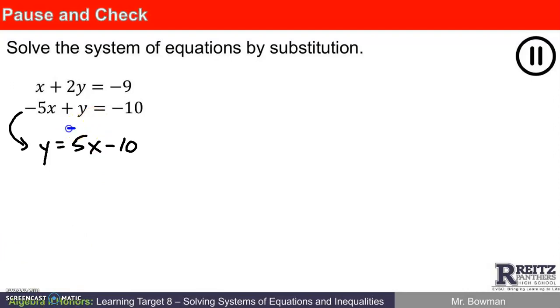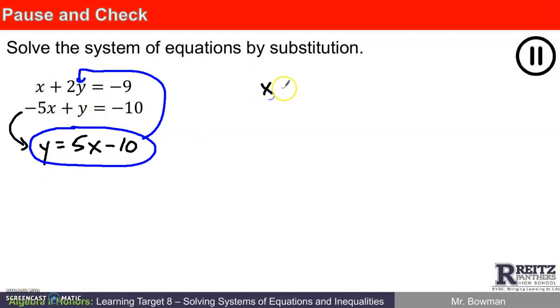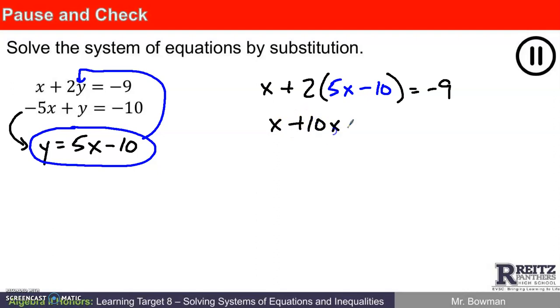So what I can do now is I can say, since y equals 5x minus 10, that means that in this equation I will replace y with 5x minus 10. So x plus 2 times 5x minus 10 equals negative 9. And we're off. X plus 10x minus 20 is negative 9. I believe I could rewrite this equation as 11x equals, if I add 20 to both sides, I'll get 11. Oh, 11x equals 11 means x equals 1.